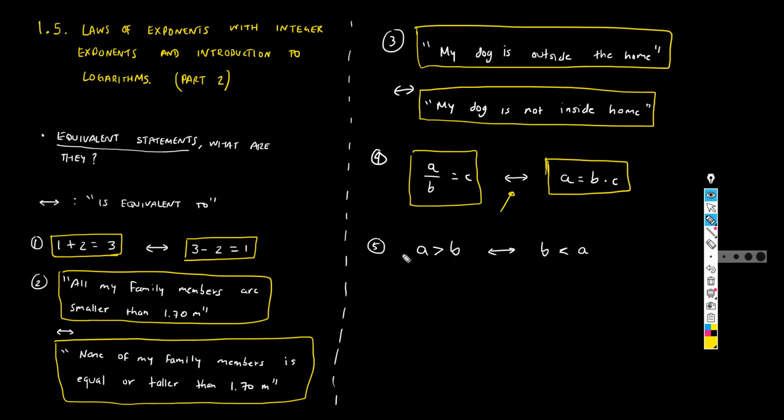And a final example. A is greater than B. Another statement in mathematics that's equivalent to saying that B is less than A. If A is greater than B, that's equivalent to saying that B is smaller than A. So two equivalent statements written in a different way. So that's what equivalent statements are, and that's how you use this symbol.